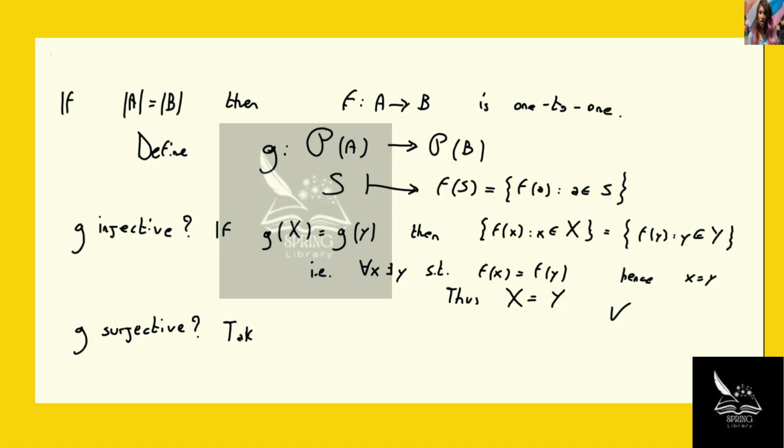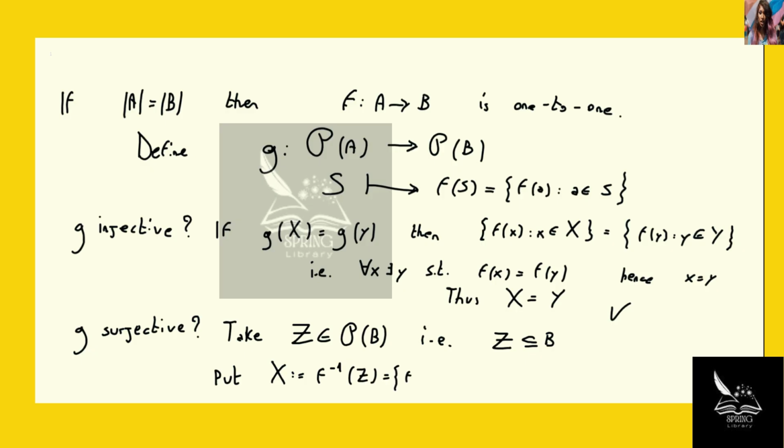So let's take a big set Z in the power set of B. We want to find something in the power set of A that gets mapped to Z. Now Z is a subset of B by definition of the power set of B. Let's put X to be the counter image through f of Z. And I recall that this is by definition the set of the counter images of little z, where z ranges over the set big Z.